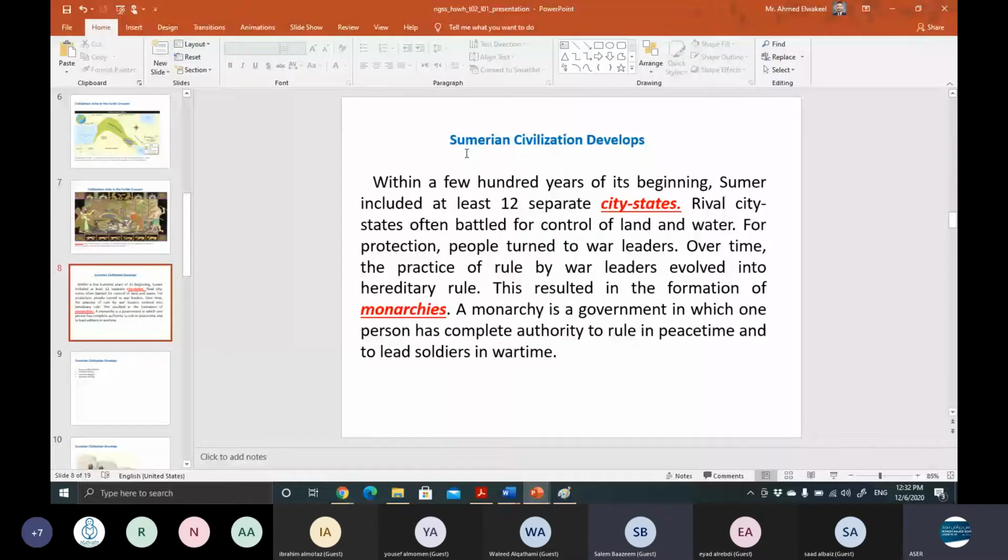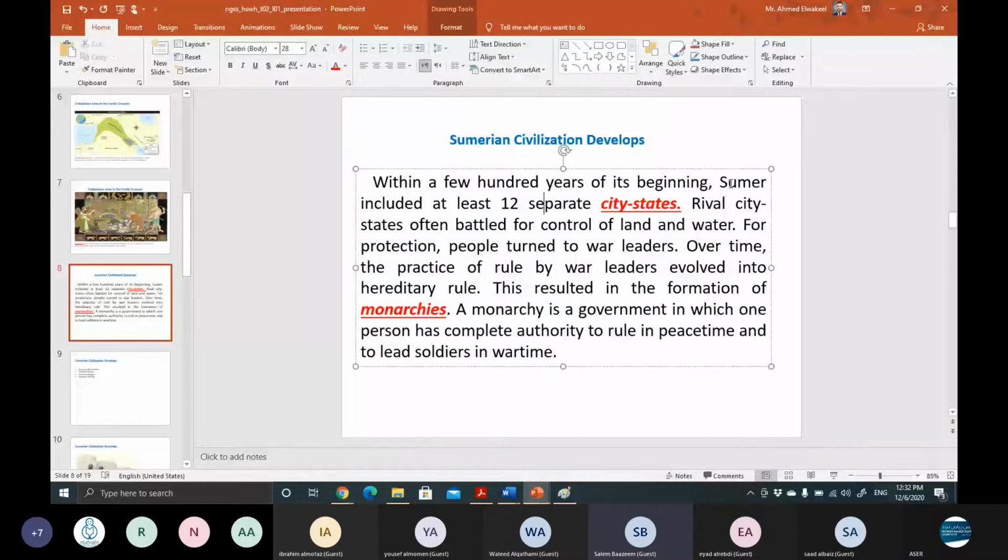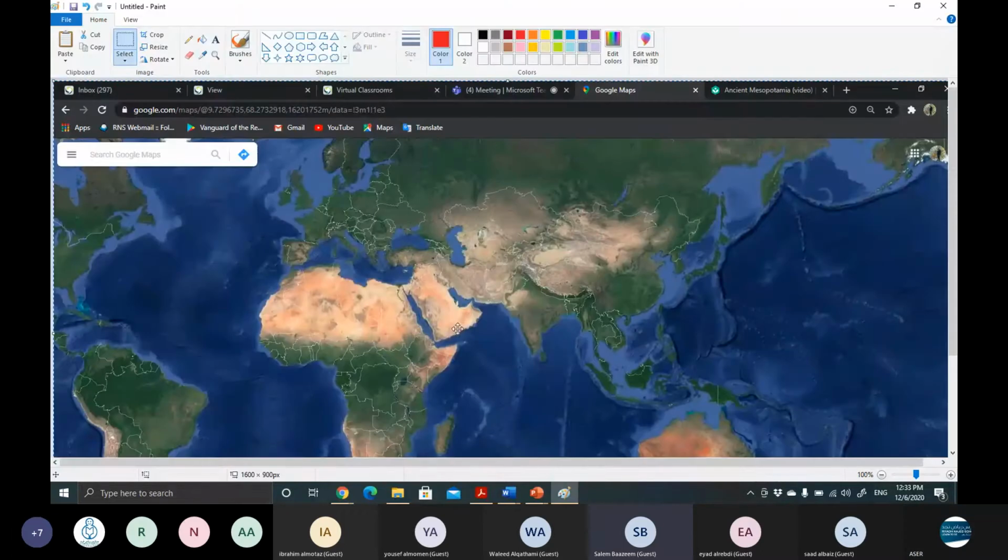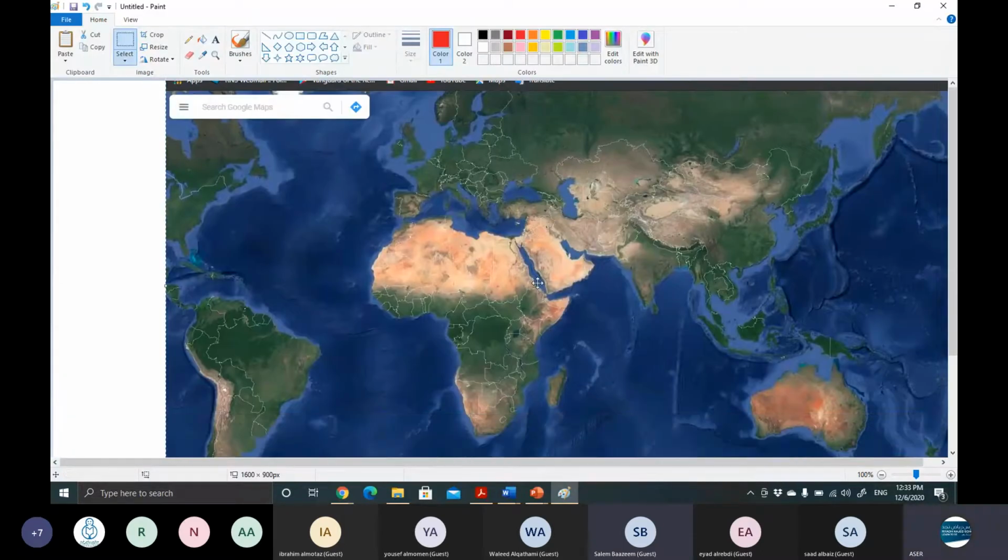All right. So first, within a few hundred years of its beginning, which is the beginning of Sumer, it included city-states. Stop here, please. So what is the meaning first of the city? And what is the difference between a city and a state? Meaning of city-states. Yes. It's like a city surrounded by territory and forms an independent state.